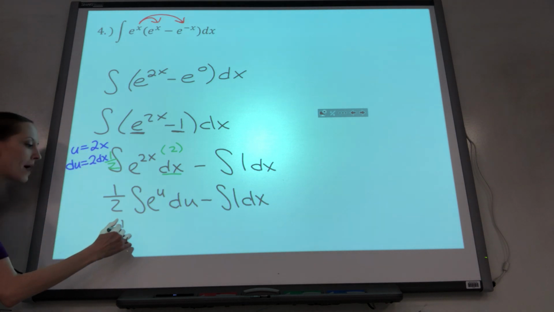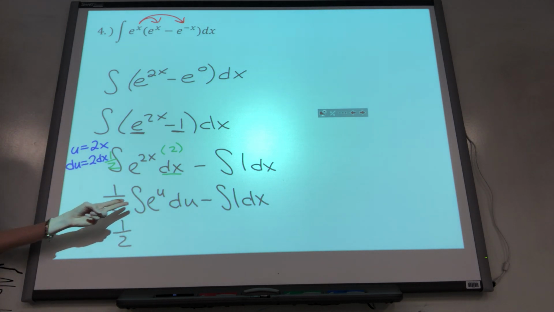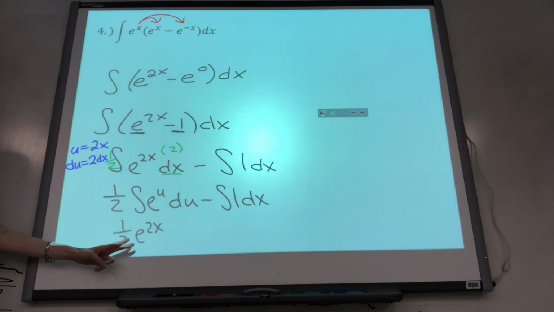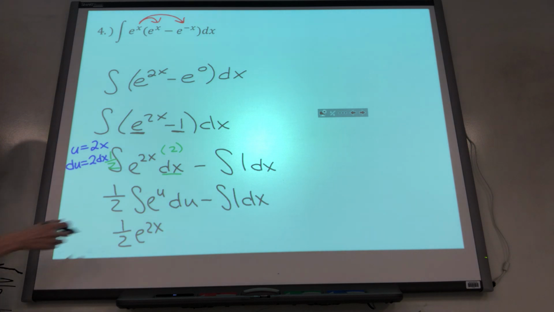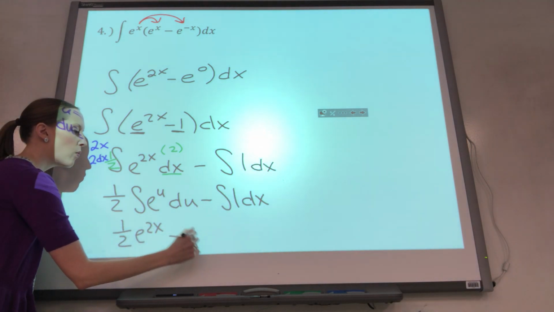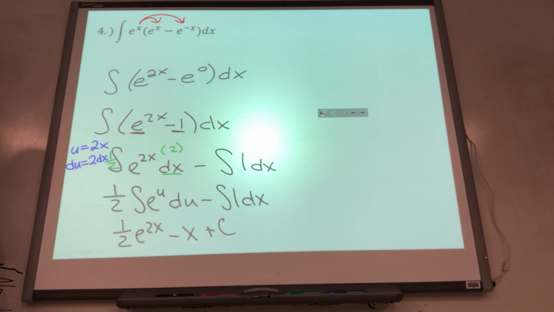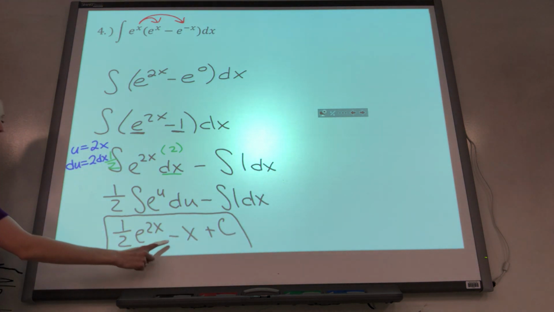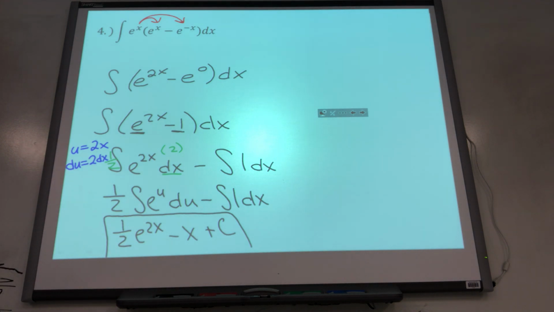Now I can put it all back together. The integral of e to the u is e to the u. So just keep the 1/2 in front. And when I integrate 1 with respect to x, I just get x. But don't forget it should have a minus in front. So 1/2 e to the 2x minus x plus c. Looks good, only a little bit of u substitution right there.